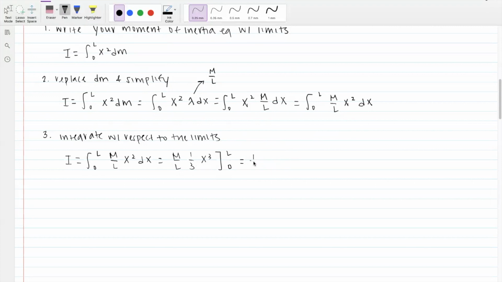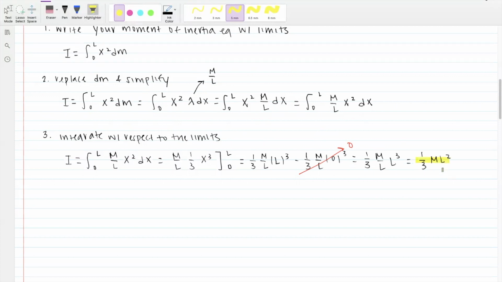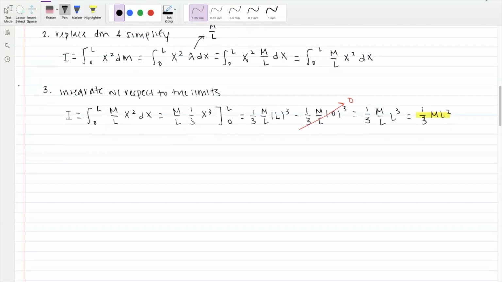So that means we have 1/3 m over L, replacing the x with L to the third, minus 1/3 m over L, replacing the x with 0 to the third. This cancels out. We have 1/3 m over L to the third. As you can see, we can reduce this down further to 1/3 m L squared. All right, so we have that derivation.